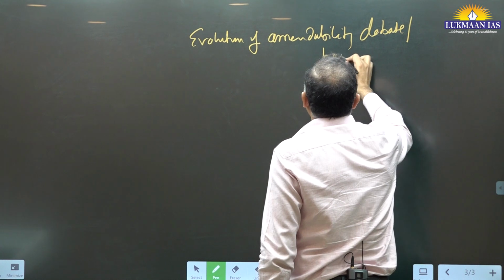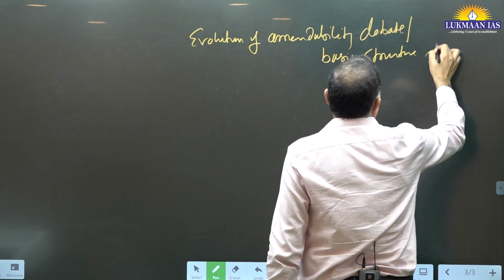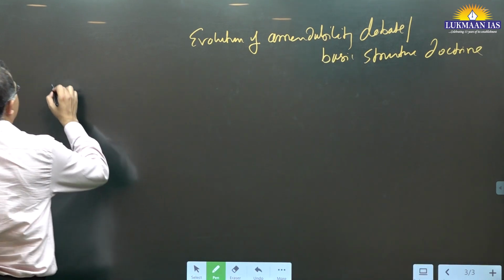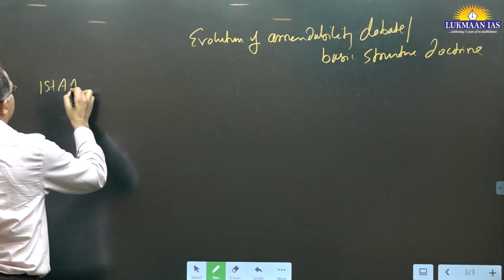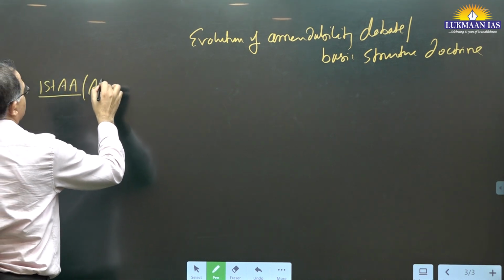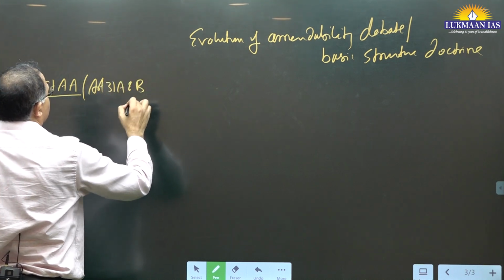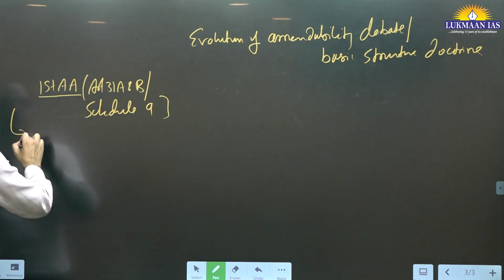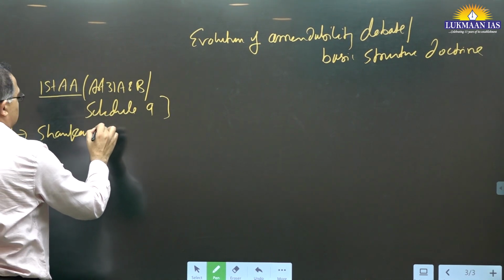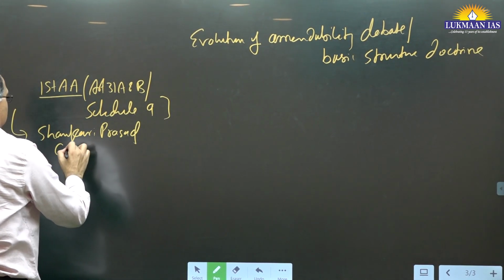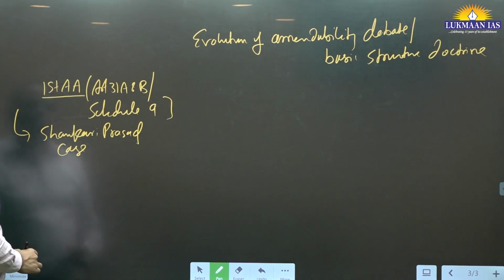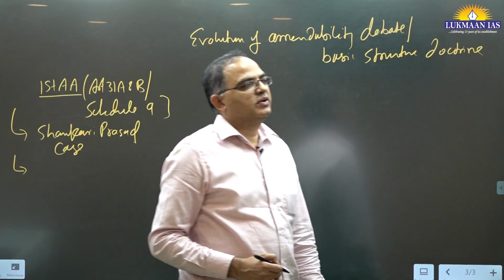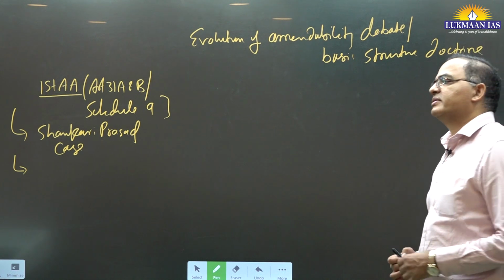Basic Structure Doctrine. So it starts with First Amendment Act, which added Table A and B, Schedule 9. Challenge is Shankari Prasad. Now, in this debate, this is how. So let's write the background, summarize it, then we'll start with this.